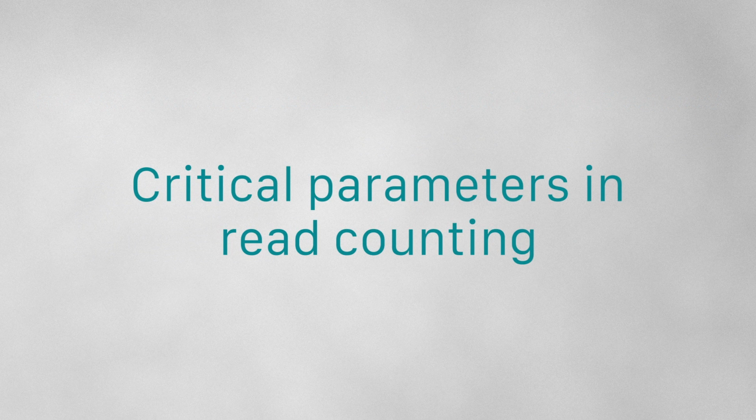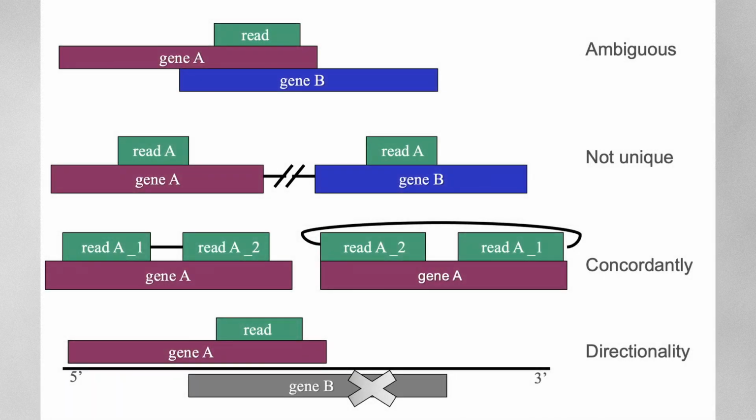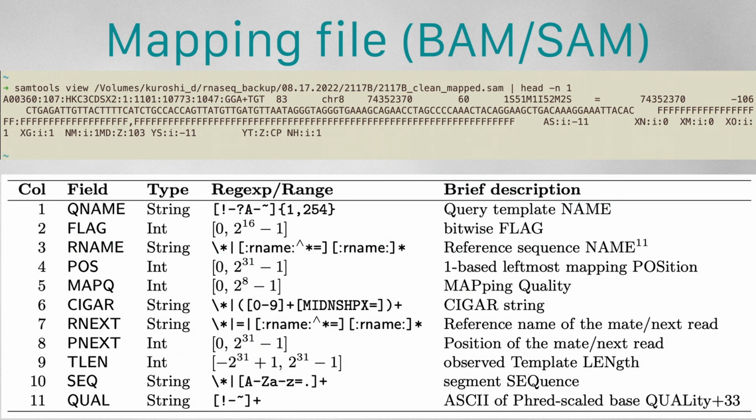Now that we have our annotation file, we can proceed with filtering the mapped reads for alignments that have poor mapping quality, otherwise known as MapQ, and alignments that are ambiguous. Let's inspect an actual mapping output file, which is either in .sam or .bam format.